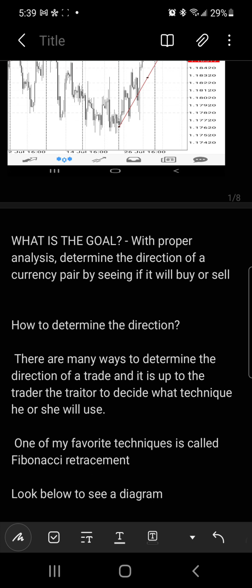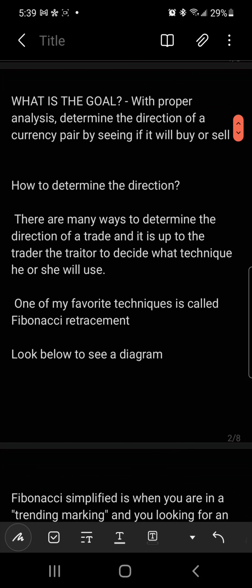So what is the goal? Well, with proper analysis, you can determine the direction of the currency pair or indice or metal or whatever instrument you trade to see if it will buy or sell. So you might ask, well, how do you determine the direction? Well, there are many ways to determine the direction of a trade. It's basically up to the trader on what technique he or she will use. Now, I'll go ahead and go over some of my favorite techniques.